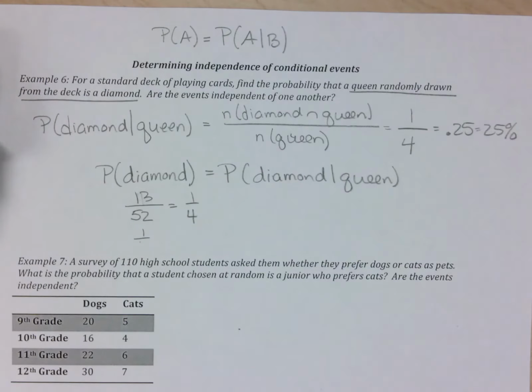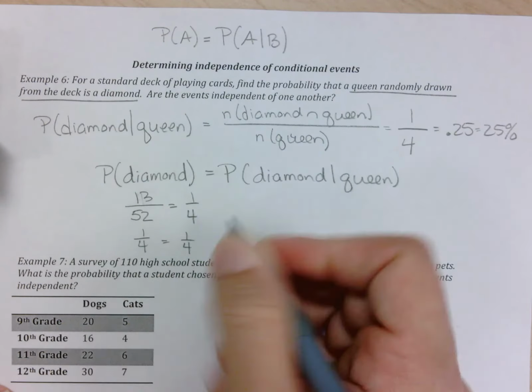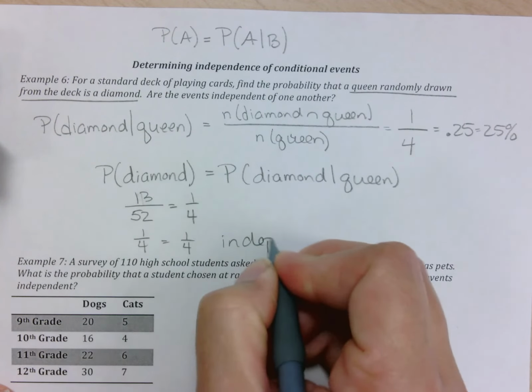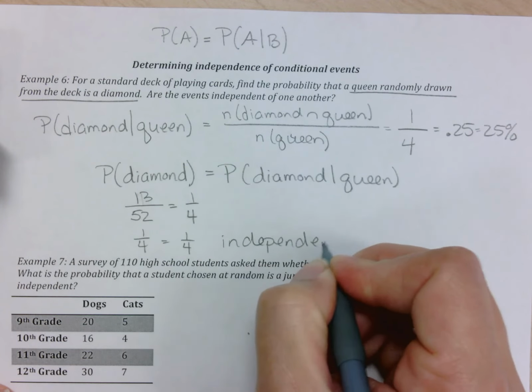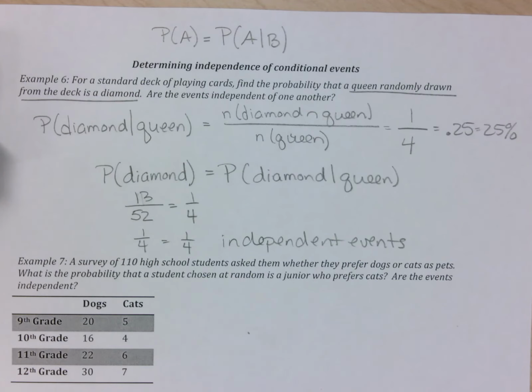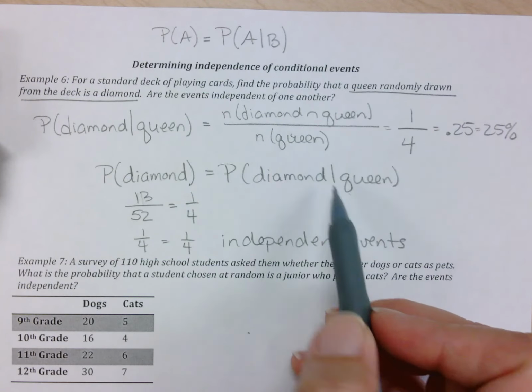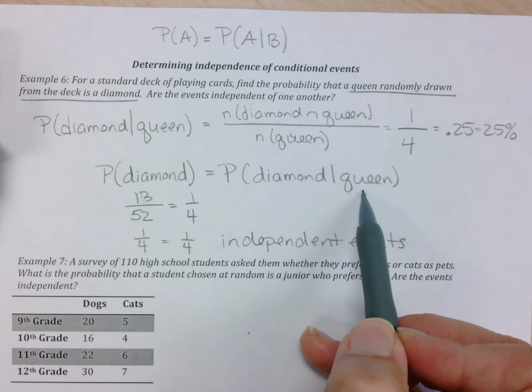Sorry, I had to double check. It does reduce to 1/4. So these are independent events. So the probability that you draw a diamond given that you've drawn a queen and the probability that you draw a diamond are independent events. So that makes these two things independent of one another, meaning this one does not have an impact on this one.